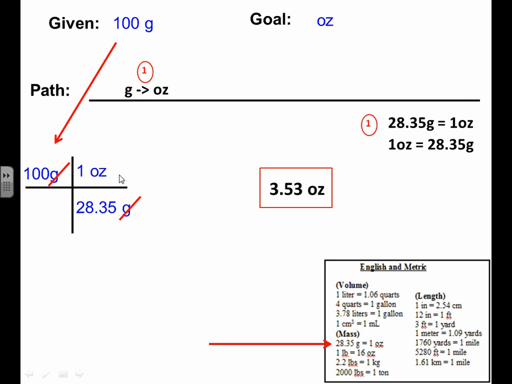So life is good. Now what we're going to do is we multiply everything on top. So 100 times 1 ounce divided by, and all we have left on bottom is 28.35. There's no units. There's nothing like that.